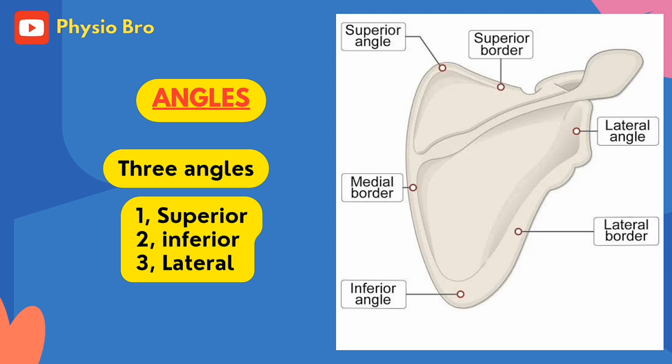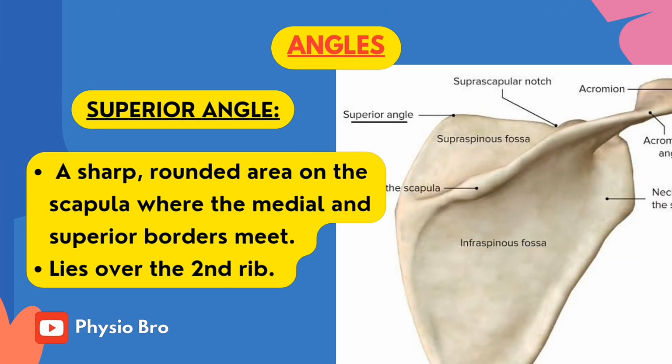Angles. The scapula has 3 angles: superior angle, inferior angle and lateral angle. Superior angle. The superior angle is a sharp, rounded area on the scapula, where the medial and superior borders meet. The superior angle lies at the level of the 2nd rib.